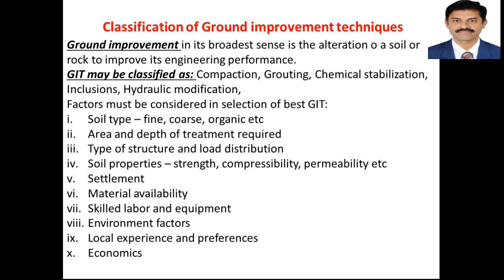Next one is classification of ground improvement techniques. Ground improvement in its broadest sense is the alteration of a soil or rock to improve its engineering performance. GIT, that is ground improvement technique, may be classified as compaction, grouting, chemical stabilization, inclusion, hydraulic modification, etc. There are factors that must be considered for the selection of the best ground improvement technique. First one is soil type, second area and depth of treatment required, type of structure and load distribution, soil properties, settlement, material availability, skilled labor or equipment, environmental factors, local experience and preferences of the client and others, economics, etc.